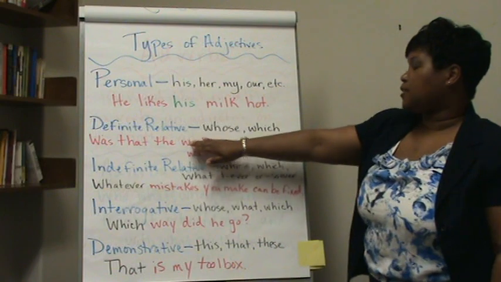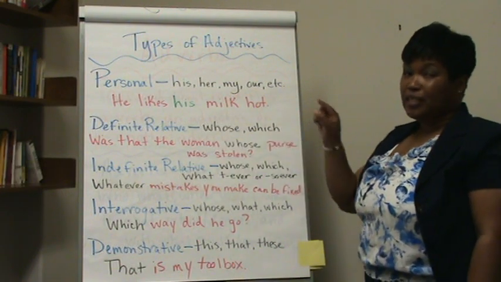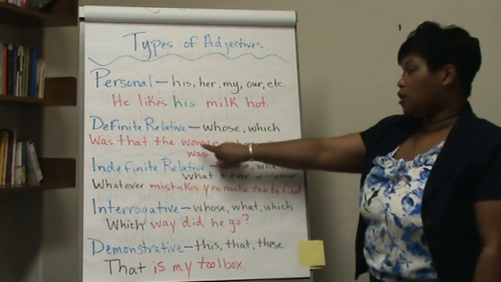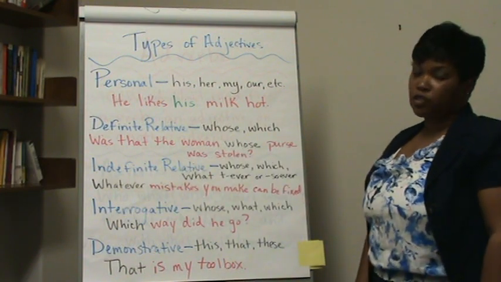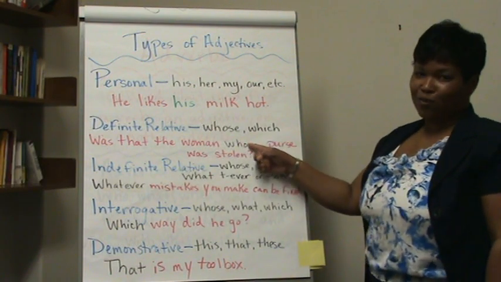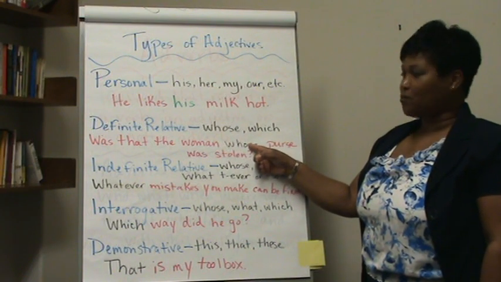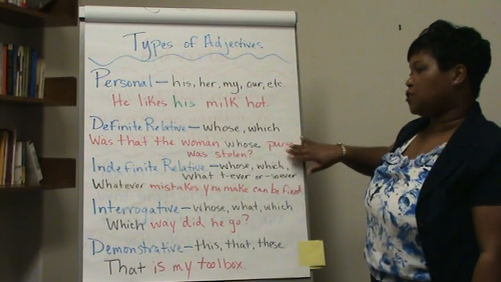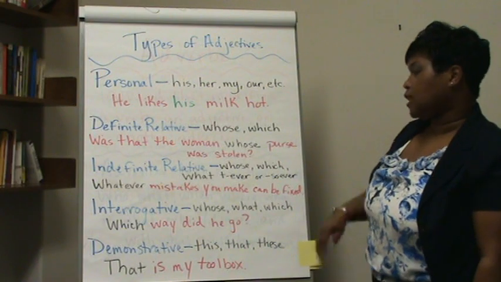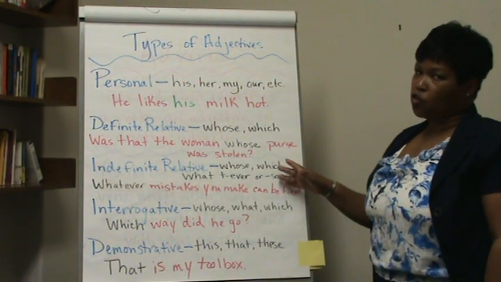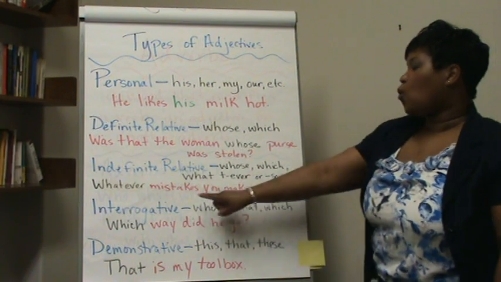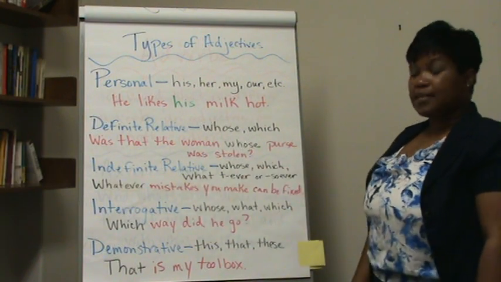The definite relative, so it's showing a relationship, and we definitely know what's going on with that. So with the example, was that the woman whose purse was stolen? We know whose purse was stolen, right? So we're asking the question regarding who. The indefinite relative means we know a relationship, but we're not sure about that relationship. So whatever mistakes you make can be fixed.